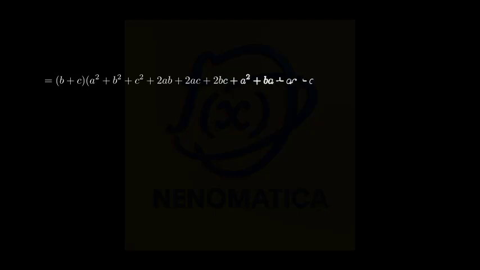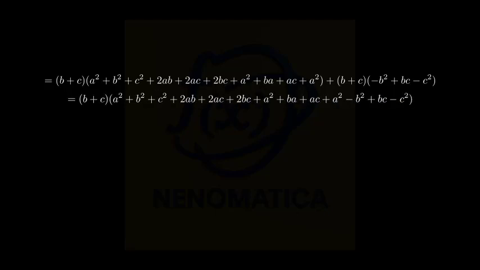We have the expression equal to (b plus c) multiplied by (a squared plus b squared plus c squared plus 2ab plus 2ac plus 2bc plus a squared plus ba plus ac plus a squared), plus another term, which is (b plus c) multiplied by (negative b squared plus bc minus c squared). Our first step is to combine the terms inside the parentheses. Notice that we have a common factor of b plus c in both terms. We can distribute this common factor and combine all the terms inside the parentheses.